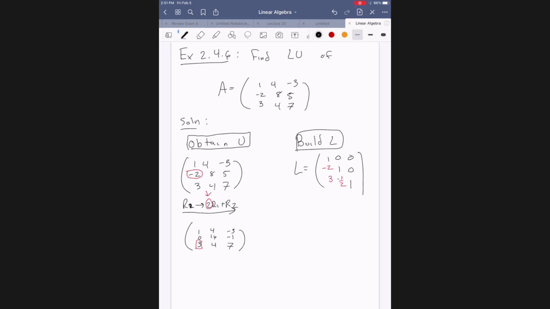Okay, so I'm already over, so I'll continue this next time, and this will finish the chapter, and we'll go on to determinants next time. Okay.